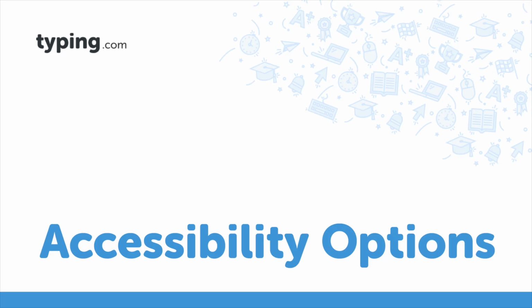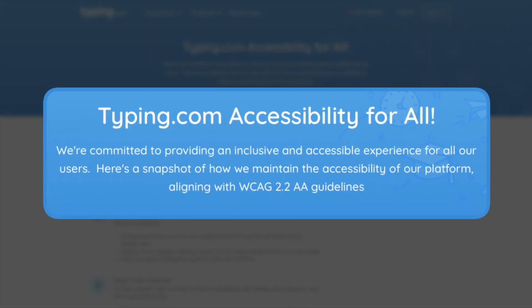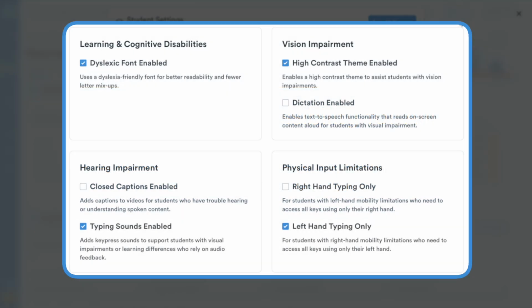Hello, educators. Typing.com is committed to making typing accessible for every student, and we proudly align with Web Content Accessibility Guidelines 2.2 Level AA. This video will show you how to enable our built-in accessibility options.